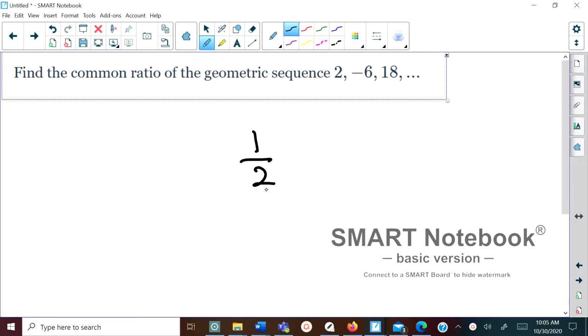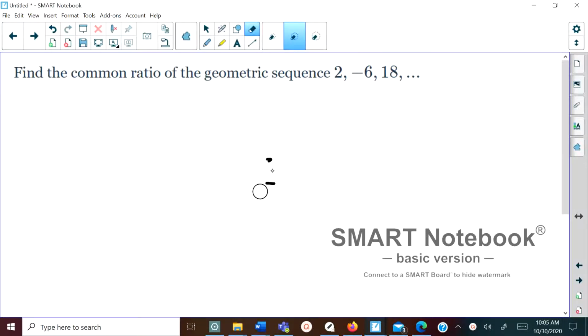It's this divided by this. What we want to know is, if we divide, is it the same? Is it going to be the same division, just like we did before? Do we get the same number? And if we do, that's the common ratio. So we're going to divide the -6 by 2, and then divide the 18 by -6. You should get the same number.